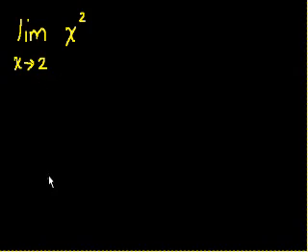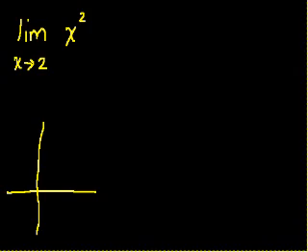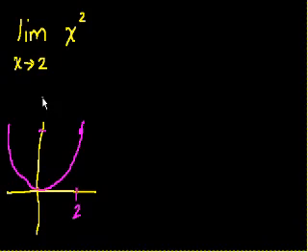Well, this is pretty easy. If we look at it, let me draw a graph. So let me draw x squared. X squared looks something like this, right? And when x is equal to 2, y, or the expression, because we don't say what this is equal to, it's just the expression x squared, is equal to 4, right?